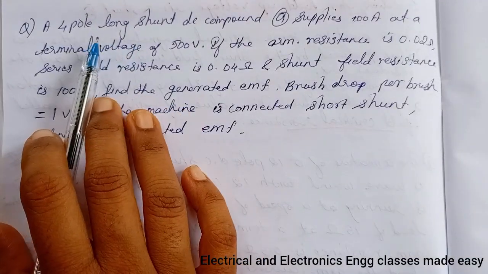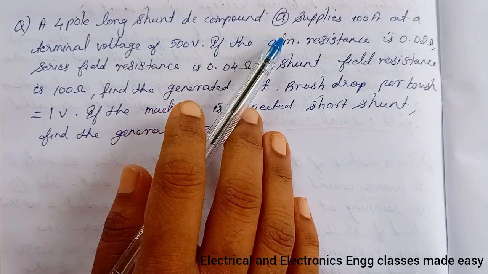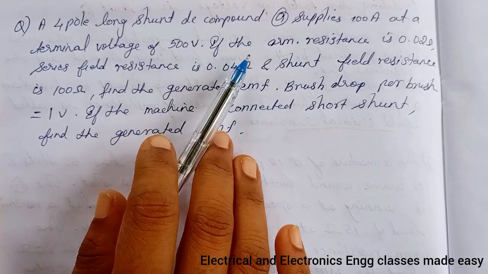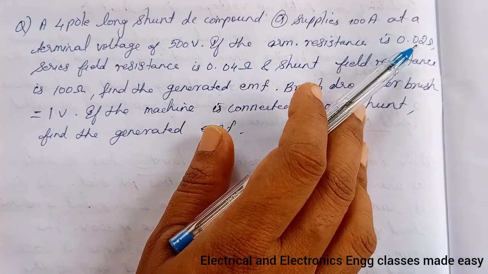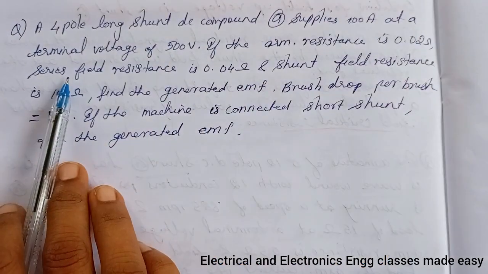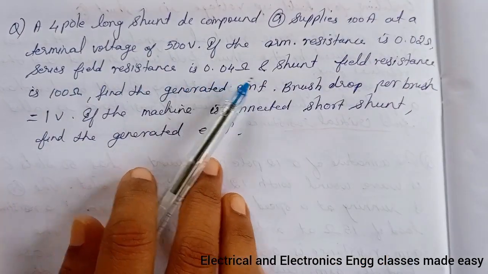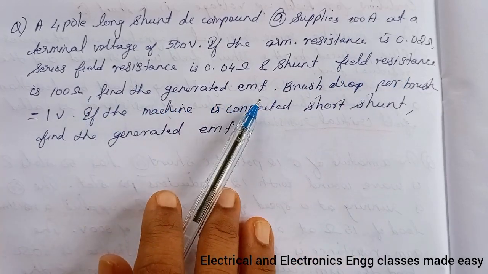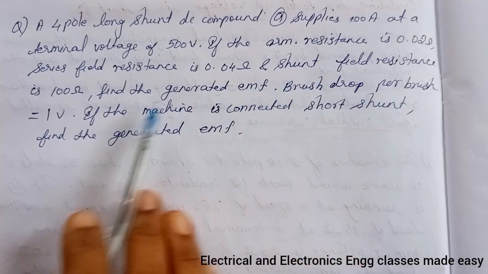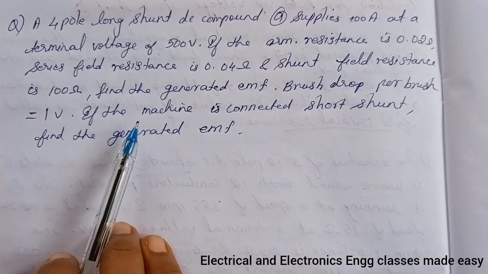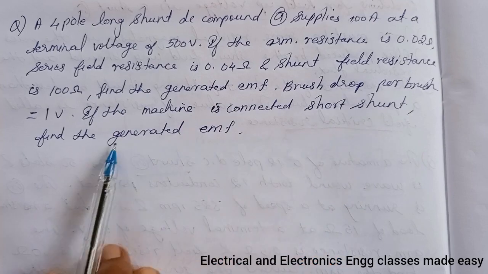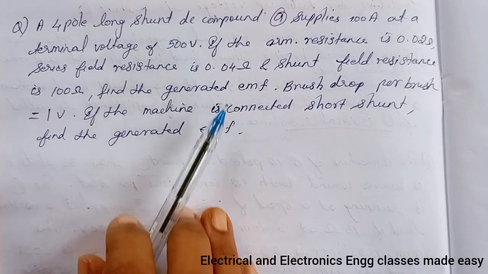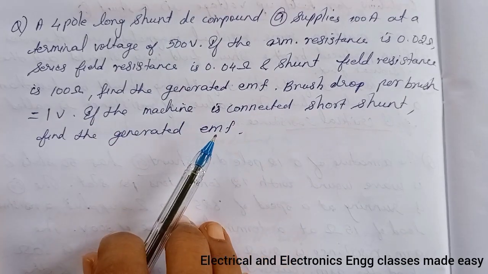Next question is, a 4-pole long shunt DC compound generator supplies 100 ampere at a terminal voltage of 500 volt. If the armature resistance is 0.02 ohm, series field resistance is 0.04 ohm and shunt field resistance is 100 ohm, find the generated EMF. Brush drop per brush is equal to 1 volt. If the machine is connected short shunt, find the generated EMF. So this is the case for long shunt and short shunt compound generator.